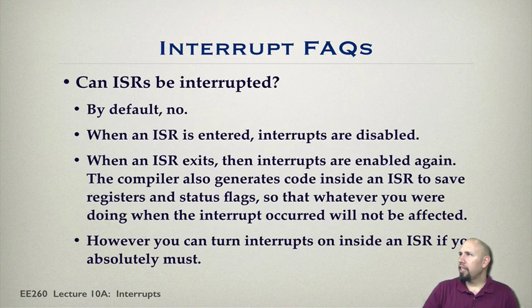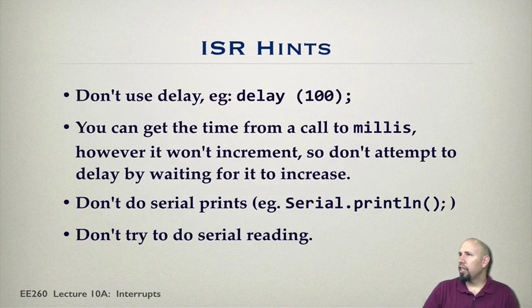There are some good things and not so good things to do in an interrupt service routine. One of the things not to do is use a delay, for example the command delay(100). Do not use the delay. You want to keep your interrupt service routines short and sweet. You can get the time from a call to millis, but it won't increment, so don't attempt to delay by waiting for it to increase.